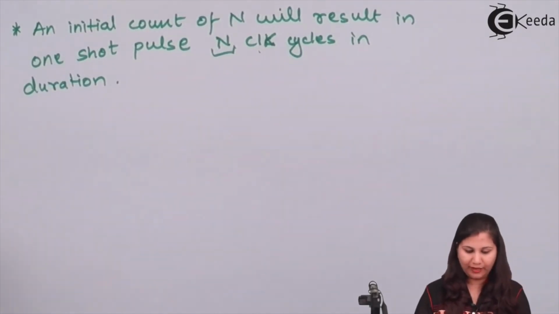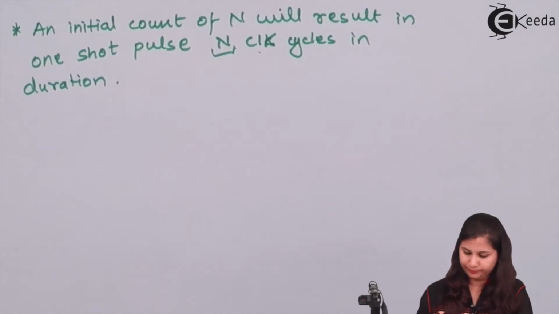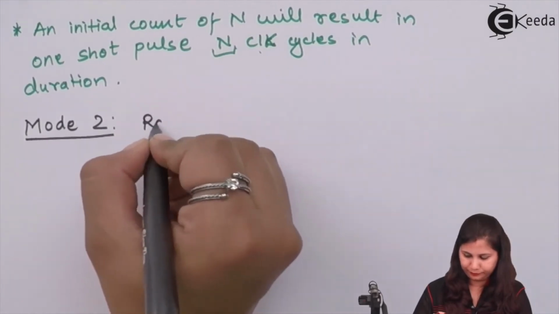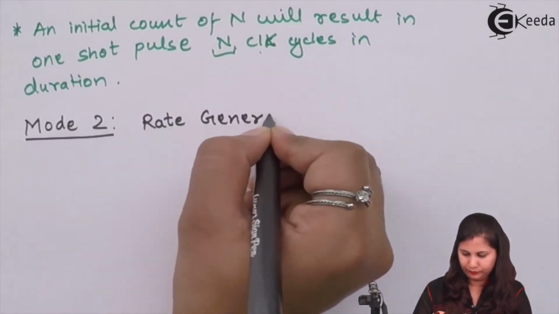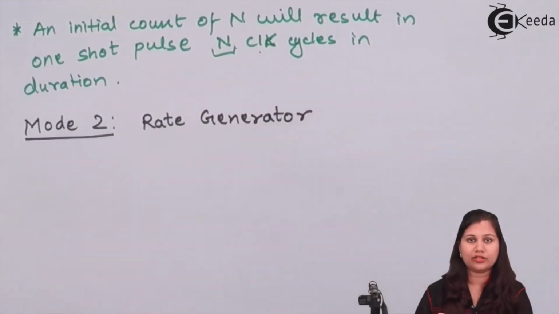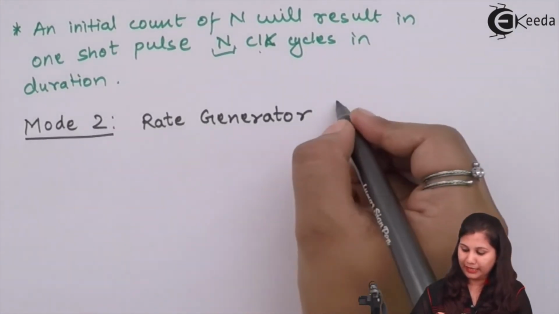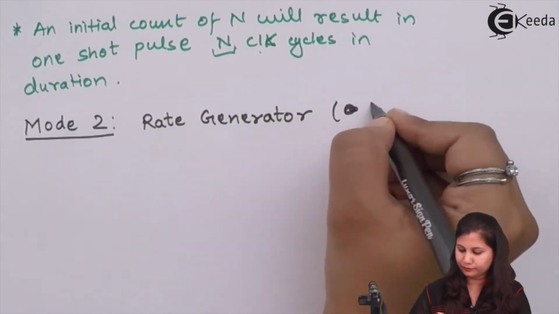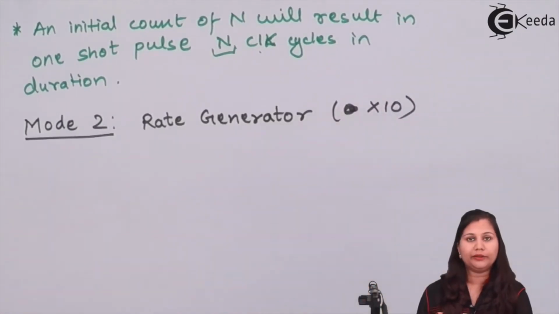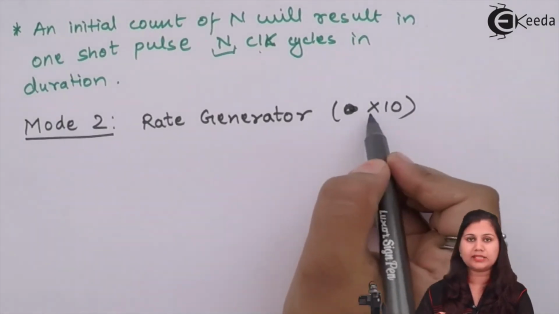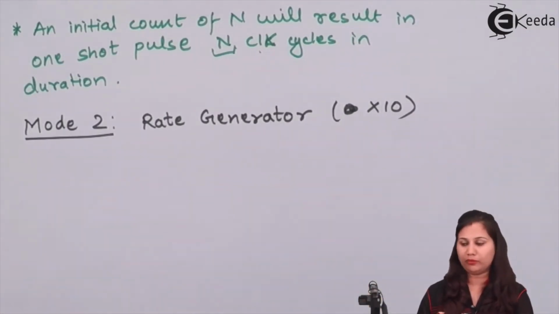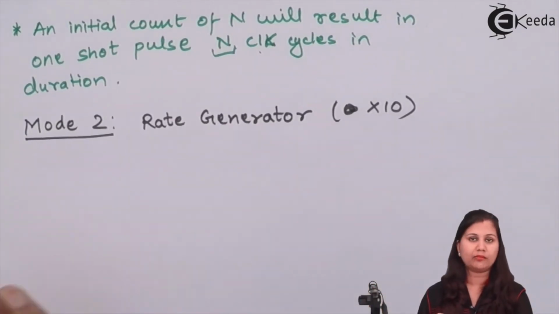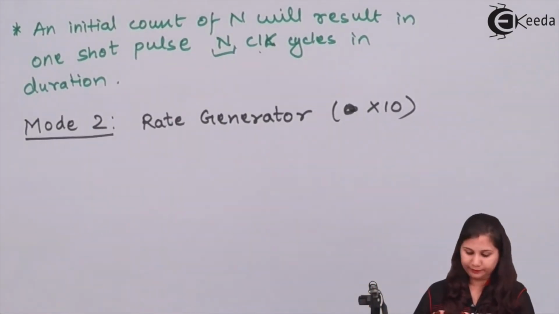The next mode we have is mode 2, which is known as the rate generator, and this mode will be activated when 0x10 is loaded into the control word. X means it can be either 0 or 1. So 010 and 110 both will initiate mode 2 in the counters.